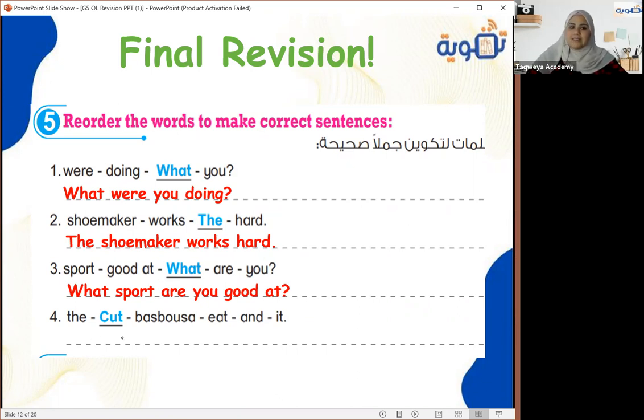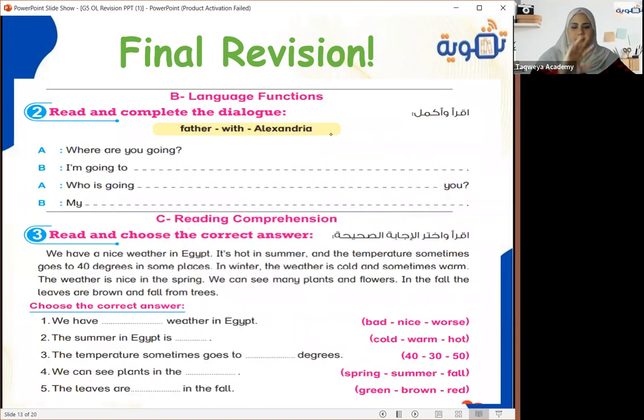For the last one, cut. That's an order. When I start with a verb in the base form, that's an order. All right. So we say cut. Cut what? Cut the basbousa. All right. Cut the basbousa and eat it. That's an order. Imperative sentence. Imperative means orders or maybe advice.